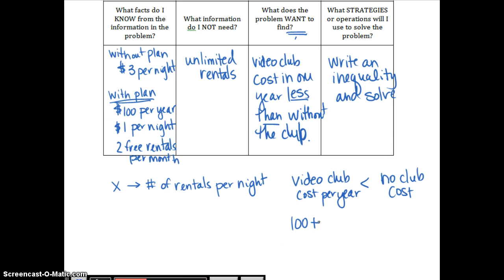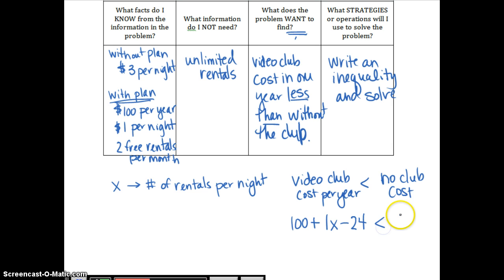year. We know that it's also $1 per night for per rental. So if it's $1 per night, we know that it's 1 times x. So if you rent 10 movies, you've got $10 cost added on to that $100. We also know that there's 2 free rentals per month, which is a total of 24 rentals, which at $1 a piece would be 24. So we can subtract that $24 cost from our video club cost. So that's the total cost for the video club.